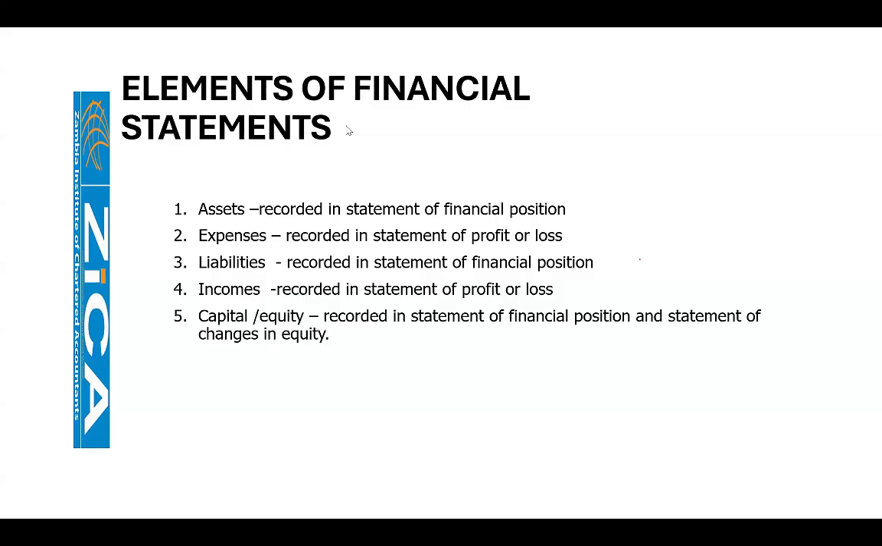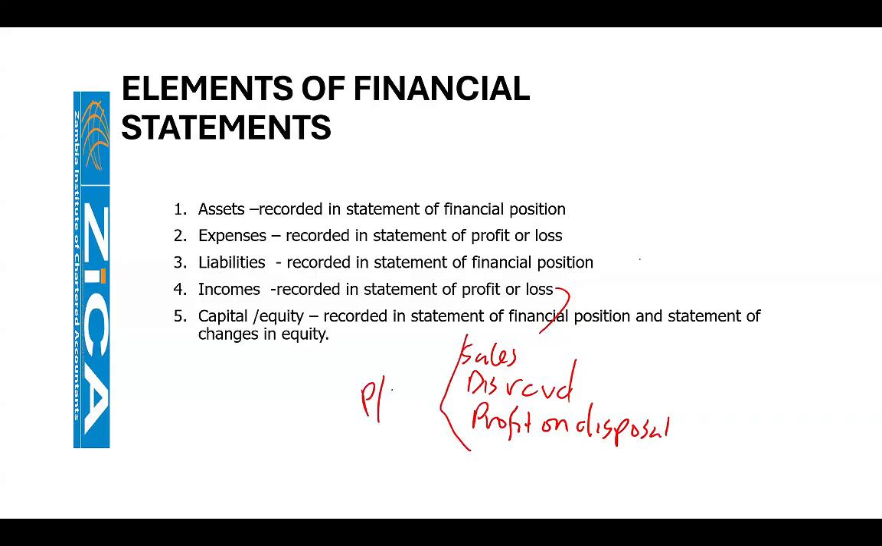Items of income, they go to the statement of profit or loss. Don't take income to the statement of changes in equity or to the statement of financial position. Incomes such as sales or revenue, discounts received, profit on disposal. These are all items of income that are supposed to sit in the statement of profit or loss. Rent receivable or received. These are all items of income. Don't take them to the statement of financial position. They belong to the statement of profit or loss.